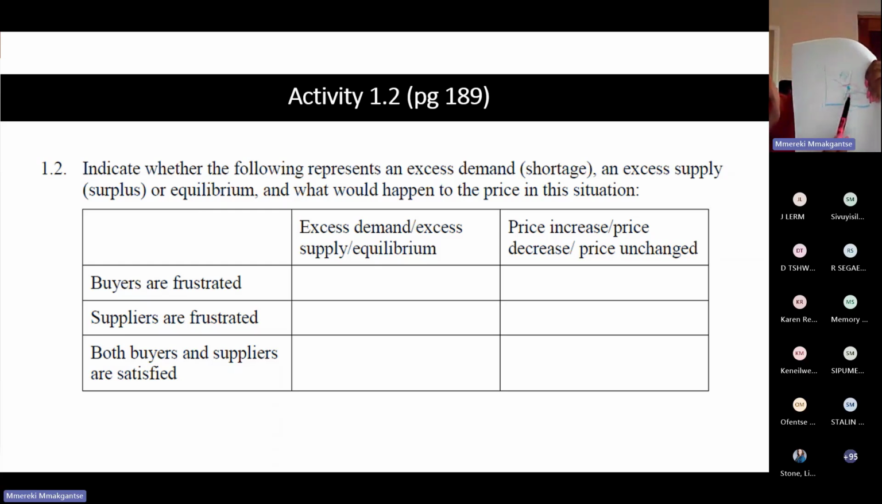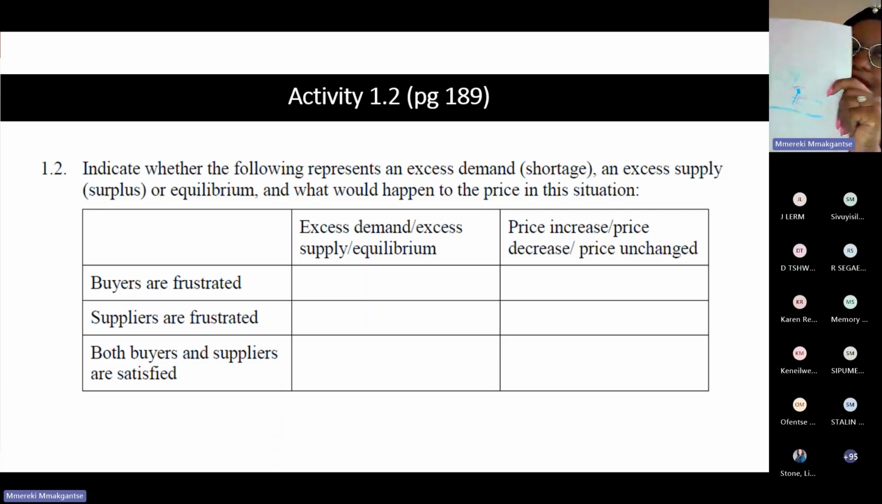If everyone is happy, you are happy, the money is there, and the supplier is delivering for you. It's supplying your things. We are at equilibrium. So what happens to the price at this stage? Does the price increase, decrease, or is the price unchanged? Yes, the price is unchanged.